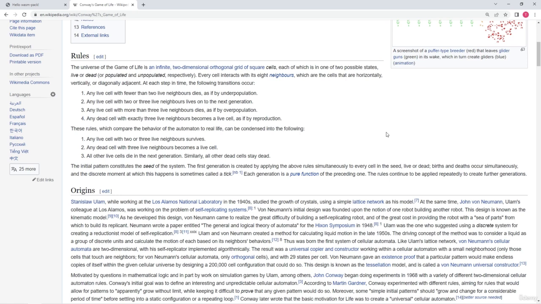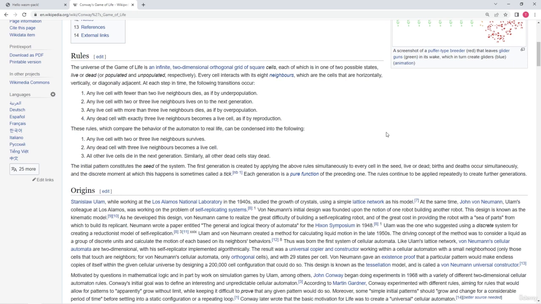Any live cell with 2 or 3 live neighbors lives on to the next generation. Any live cell with more than 3 live neighbors dies, as if by overpopulation. And then lastly, any dead cell with exactly 3 live neighbors becomes a live cell, as if by reproduction.